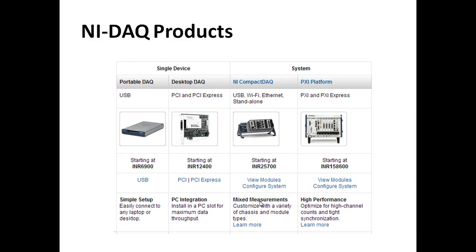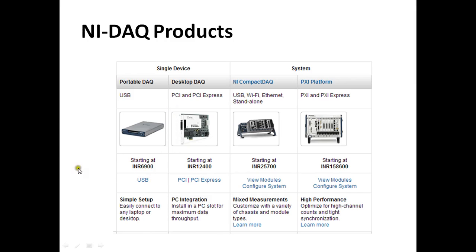And finally I will be telling about some products which National Instruments provides for data acquisition. Normally they provide two types, one is single device, and the next one is a system. The single devices are used for basic data acquisition systems, where they won't give much accuracy, and they won't give much speed of data acquisition.